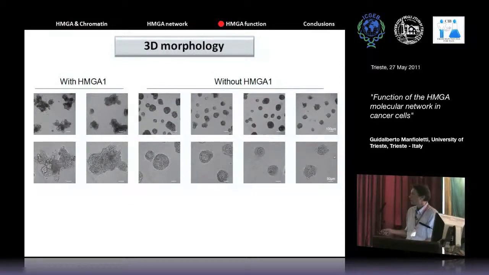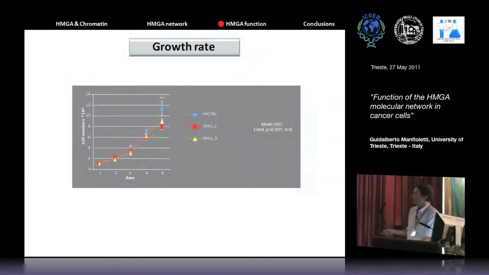In fact, HMGA1 depleted cells can form these spheroids, which are very regular. Instead, control cells do not. They proliferate, they form colonies which are very irregular, and they have this stellate projection. We measured the growth rate, which is about the same until they reach confluence, but then HMGA1 depleted cells grow slower, and this suggests that contact inhibition is at least partially restored.